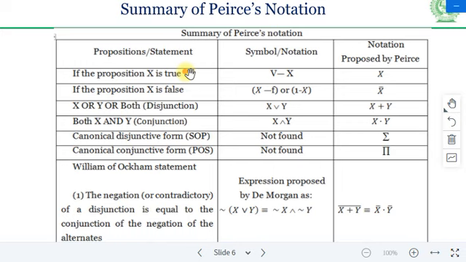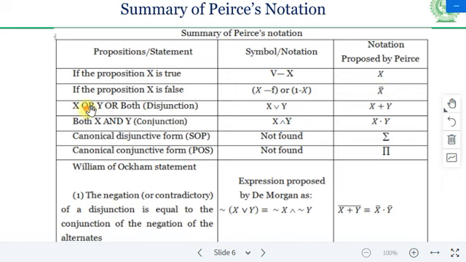Then the proposition X is X minus F, or 1 minus x, that is equals to x bar. If the proposition x is false, then x minus f or 1 minus x is denoted by x bar. And today we use this type of notation, which was introduced by Peirce. So look at the impact of this notation.